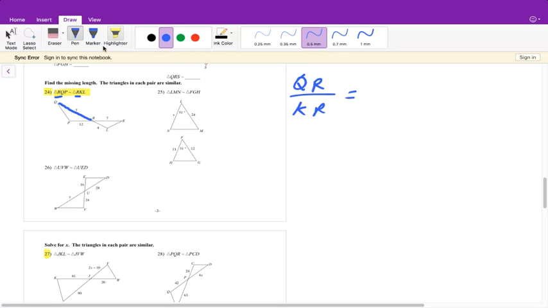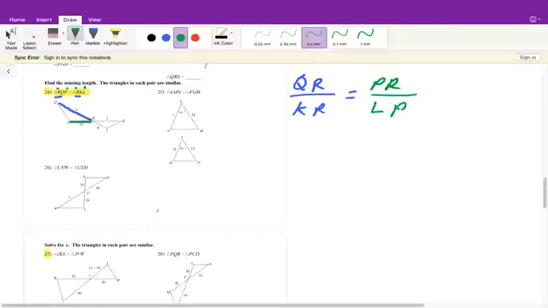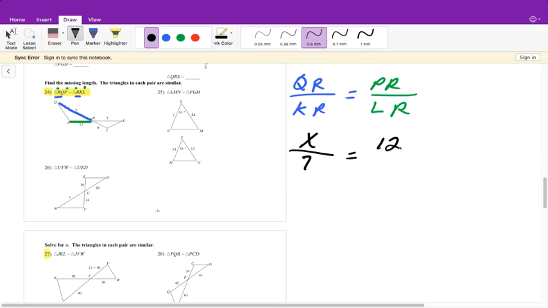And then it's going to be equal to, well, what other side do we have? The other side we have in this triangle is PR. So that means PR is going to have to correspond with LR. And I do this just to make sure that I'm not just looking at a triangle and making the similarity ratios with the wrong sides that don't correspond. Then I'm just going to go ahead and fill it in. Instead of a question mark, I'm just going to put an X. KR is equal to 7. PR is equal to 12, and LR is equal to 4.